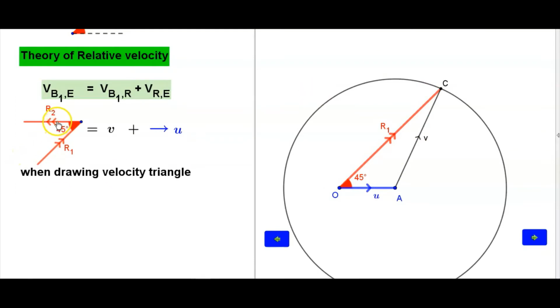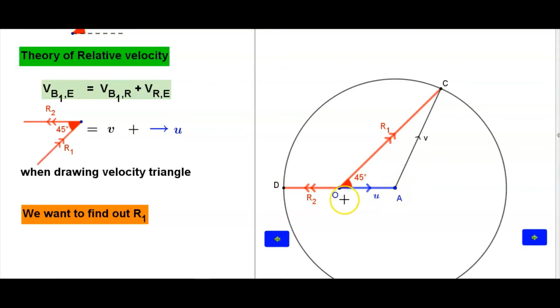And also one more resultant, R2. Therefore we want to complete one more velocity triangle. u in the horizontal direction, and v, we don't know the direction, but the resultant R2 is in this direction. Therefore v might be here in this direction. u, then v like here, then R2 in this direction.